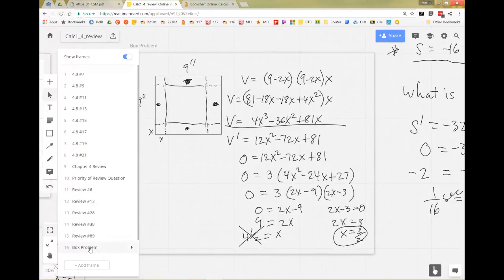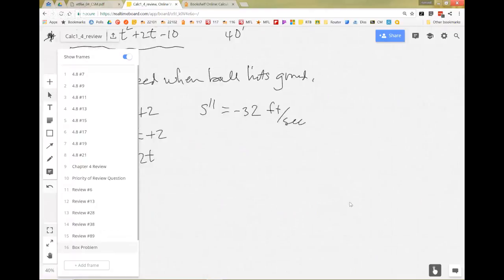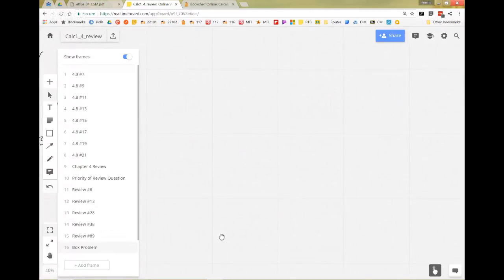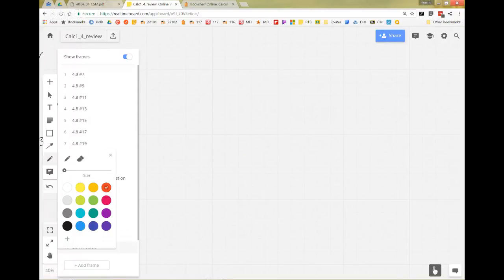Would you be able to do another problem concerning a box with maximum size? Sure, we can make one up. Okay. Let's just come over here. Do you want to make it up, or do you want me to? All right, I'll just make it up.